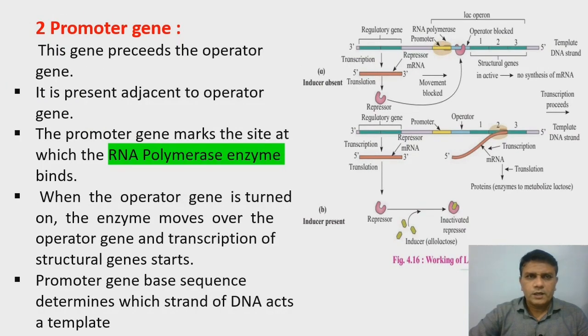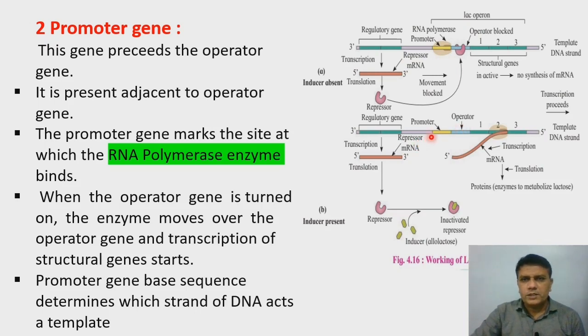Now the second gene after the regulatory gene is the promoter gene. This promoter gene precedes the operator gene, that is, it is present before the operator gene. Here we can see clearly: here is the operator, and before the operator gene, the promoter gene is present. Hence it is said that this gene precedes the operator gene. It is present adjacent to the operator gene, near to the operator.